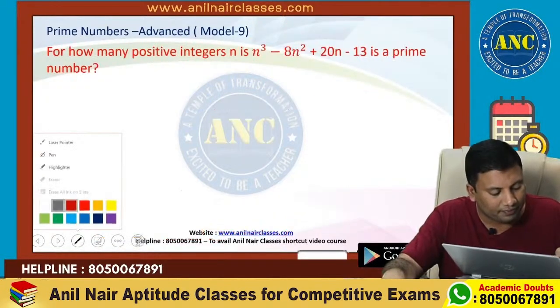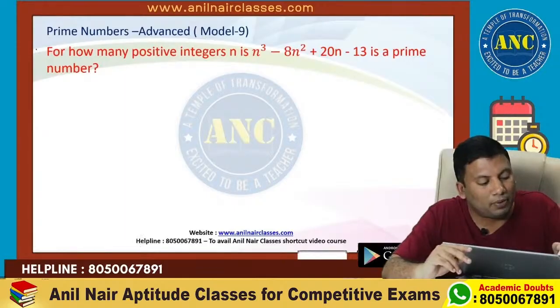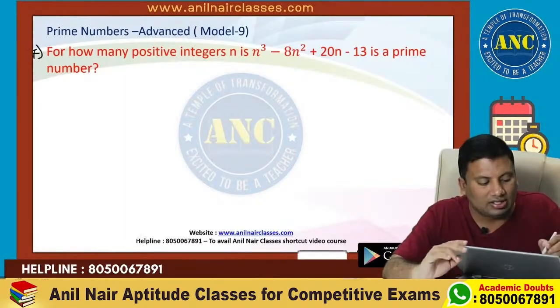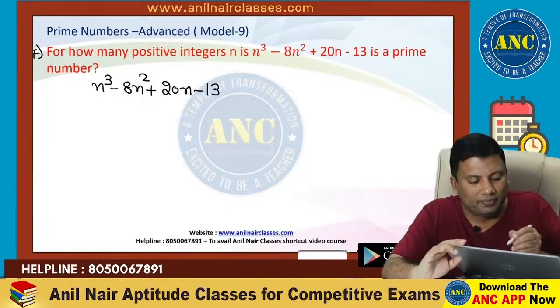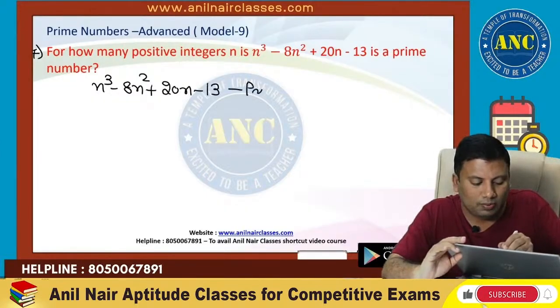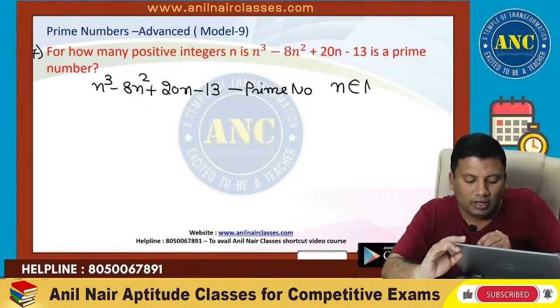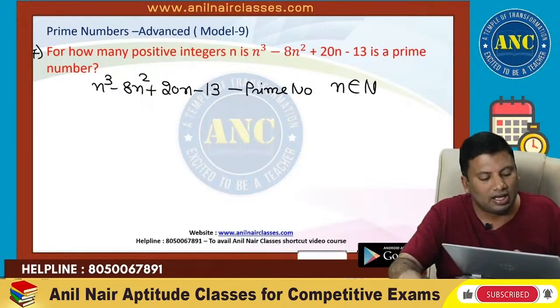Next one. For how many positive integers is the cubic expression n cube minus 8n square plus 20n minus 13 a prime number? This has to be a prime number. How many natural number values will n take?